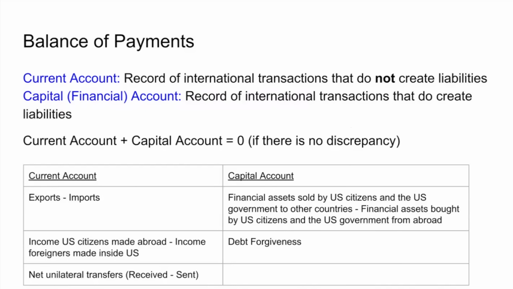However, in practice, this is not true because there's discrepancy. Countries are huge economies with a lot of different transactions, and it's impossible to report every transaction perfectly. So therefore, there will be some discrepancy, but this is generally small compared to the GDP of the countries.